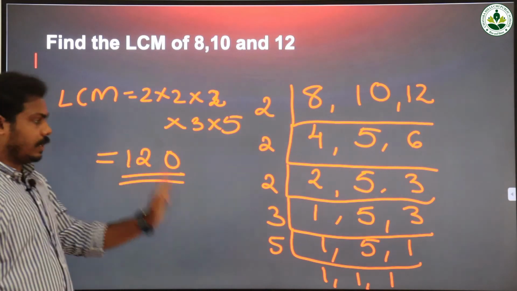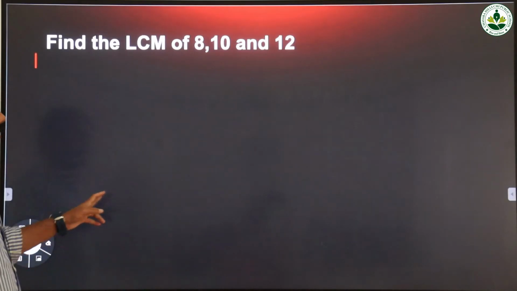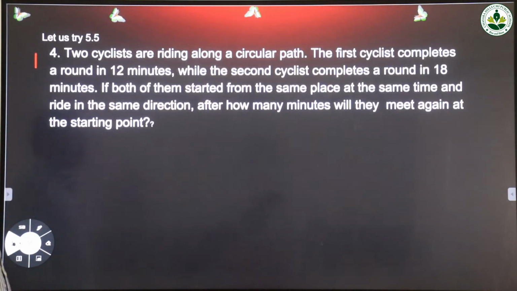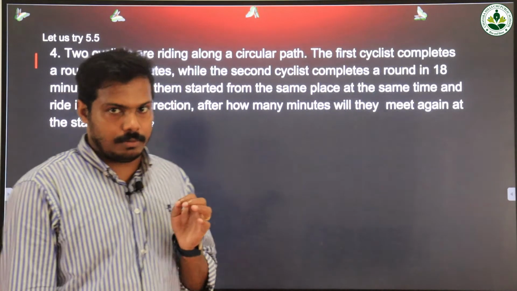So the LCM is 120. Now we can discuss some word problems. Our first question, let us try exercise 5.5, question number 4.